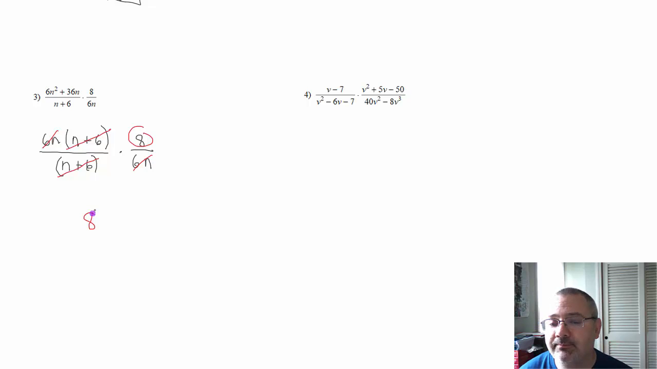One more to do. Again, I see lots of quadratic functions here and things that we might want to factor first. So let's see if we can hit that first. V minus 7. Nothing to do with that. No common factors. It's a binomial. It's not a difference of two squares. So we're just going to write it down. On the bottom here, we have v squared minus 6v minus 7. We have that trinomial.